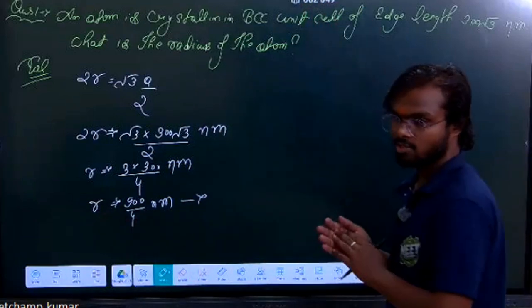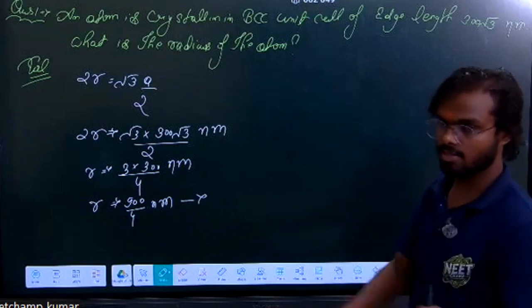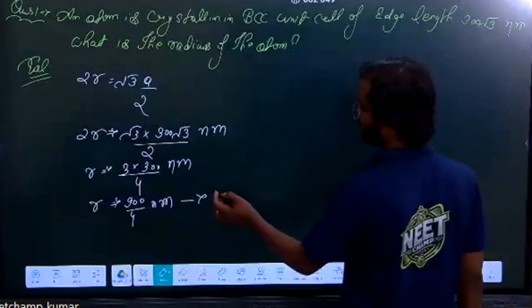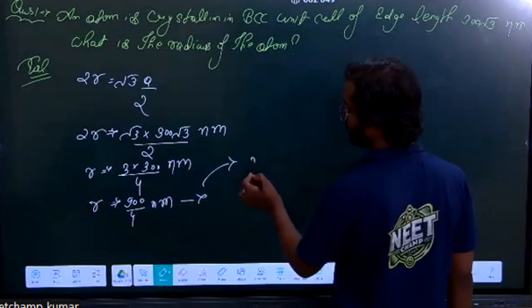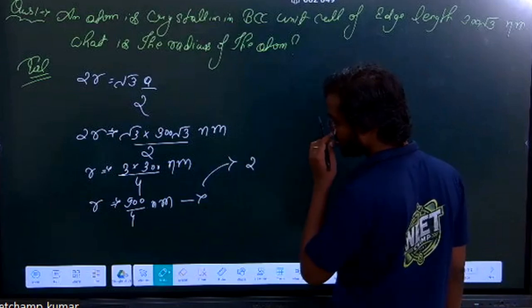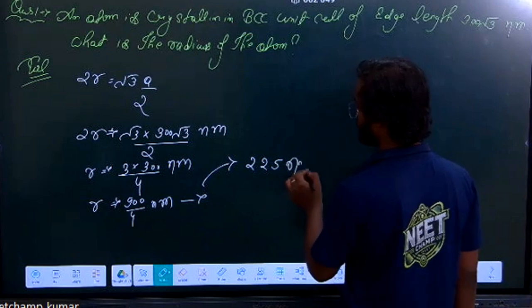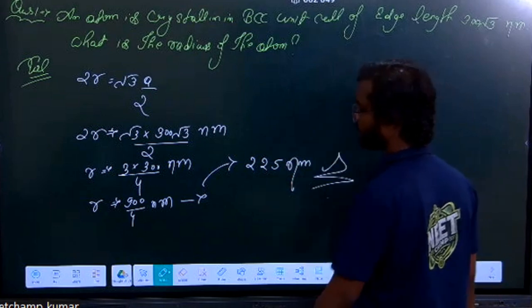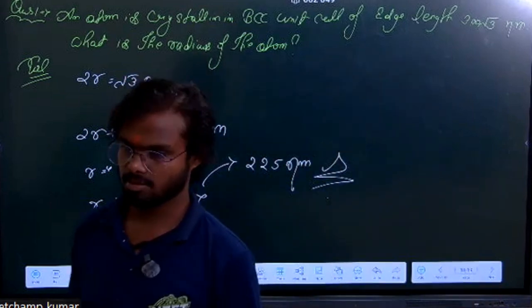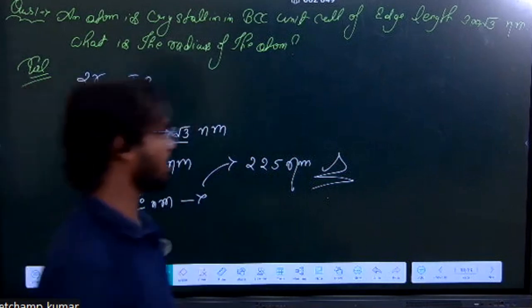I'm saying that this chapter is very easy. The questions, everything will be very easy. It will be from there only. What is the value? 225 nanometer. This is the radius. Simple. These types of questions only come into the examination.